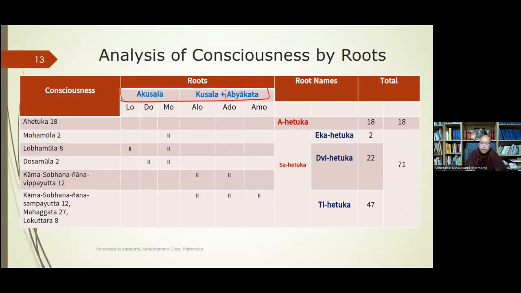So abhyagata roots, abhyagata consciousness. Abhyagata means neither kusala nor akusala, neither wholesome nor unwholesome. So it is collectively vipaka, resultant, and functional kriya. It is another name for vipaka, resultant consciousness, and kriya, functional consciousness.